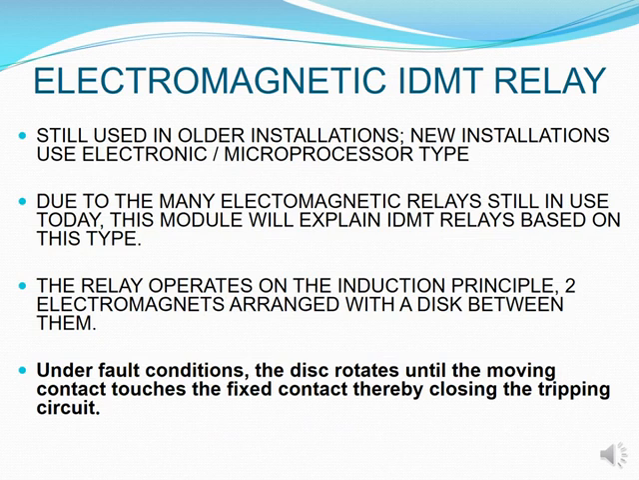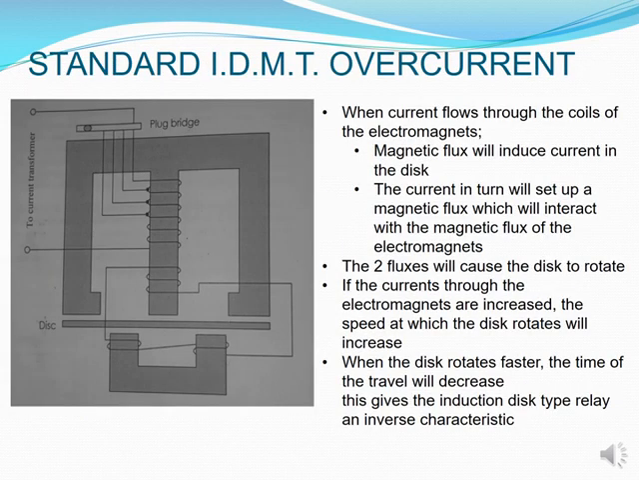So on our electromagnetic IDMT relay, as I said, it's what we really use in order to analyze how these IDMT relays are going to operate. If you look at the third point in this case, it talks about how the relay does the operation. It's an induction principle where we have two electromagnets arranged such that there is a disk between them. And under fault conditions, the disk rotates until your moving contact touches your fixed contact, therefore closing the tripping circuit.